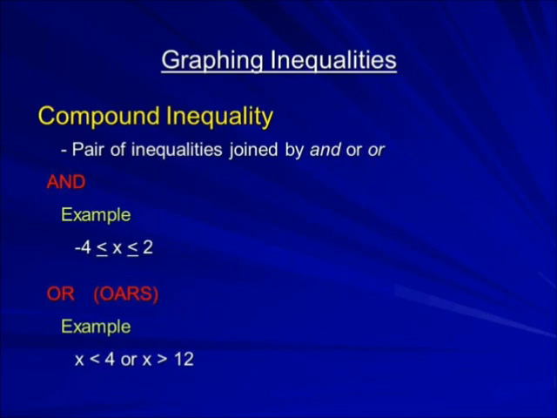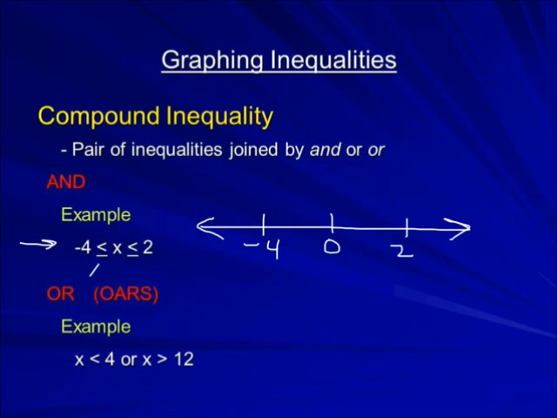Okay, so a compound inequality is a pair of inequalities joined by and or or. You basically take two inequalities and kind of smush them together as one. All right, so let's start with an and inequality. So for example, x is greater than or equal to -4 and x is less than or equal to 2. All right, so let's put that on a number line. And in an and inequality, the dots will always be connected. So here's -4 over here, here's 2 over here. Now there's equal signs, so that means I'm going to close my circles.